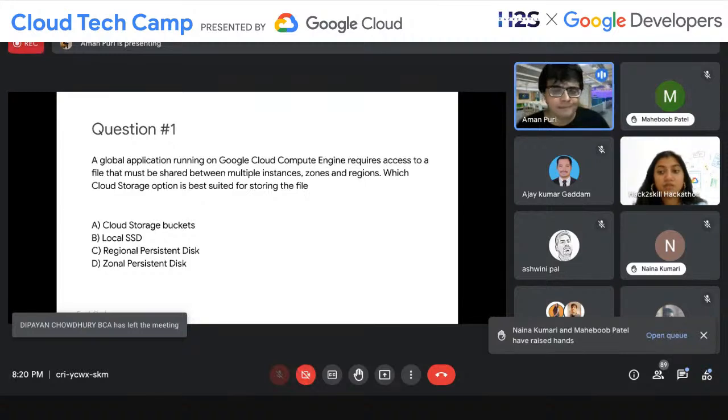If the option had not been regional, then I would have definitely gone with option C, whoever has answered option C here, because that can be shared with multiple disks in this case.